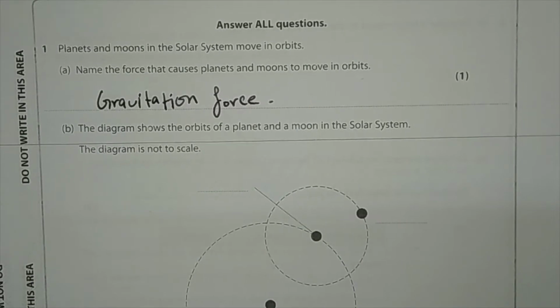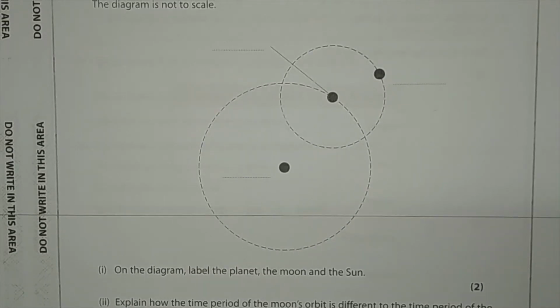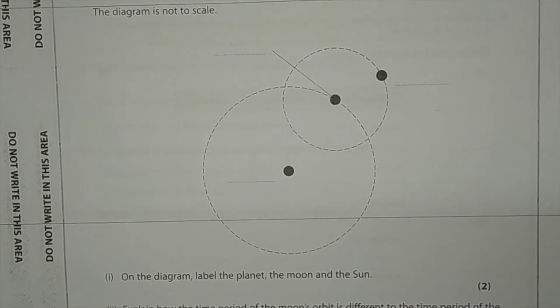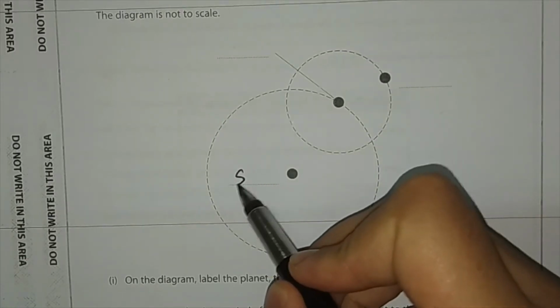Okay, part B. The diagram shows the orbits of a planet and a moon in the solar system. The diagram is not to scale. Here's the diagram. On the diagram, label the planet, the moon and the sun. So we're not doing this with respect to the galaxy, only with respect to the solar system. So we know that the sun does not move in an orbit and is stationary. So the only thing over here without an orbit is this ball. So we're gonna write this as sun.